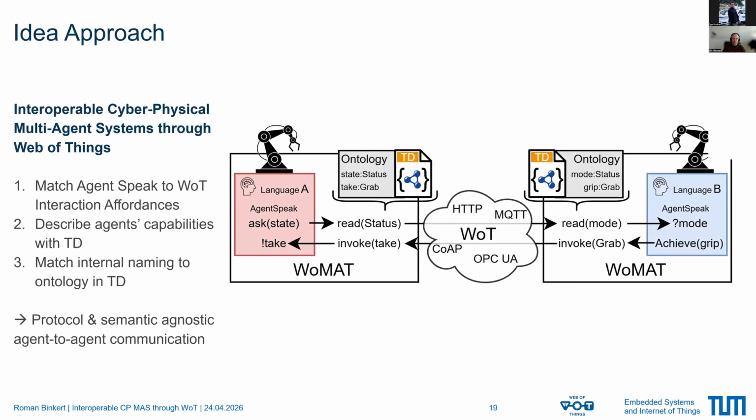And then again, based on all this background information, we can formulate our approach to create interoperable cyber-physical multi-agent systems with Web of Things by doing these 3 steps. We first want to map agent speak to Web of Things interaction affordances, and therefore allow agents to use the Web of Things as communication layer and also easily interact with any kind of Web of Things described device. We also describe the agent's capabilities itself with a thing description, to allow other agents to know what this agent is capable of, and then lastly to also match the internal naming of an agent to a common ontology, to then use this common ontology to translate different internal namings between different agents to another agent.